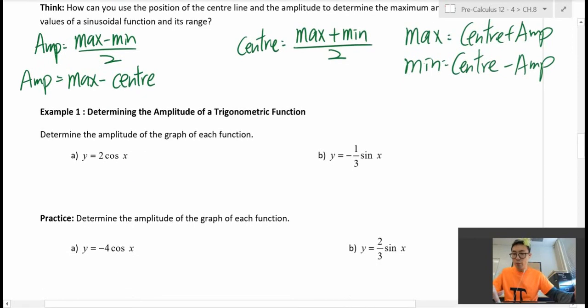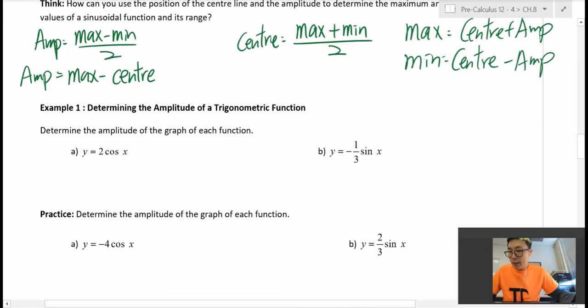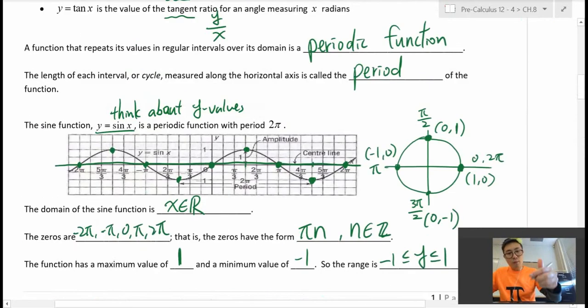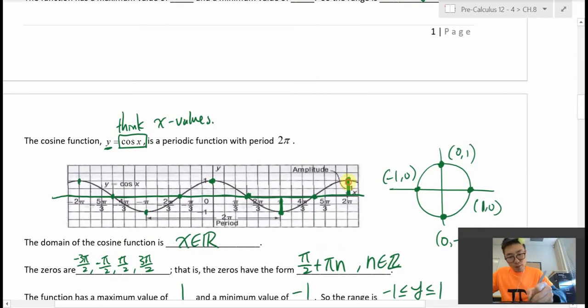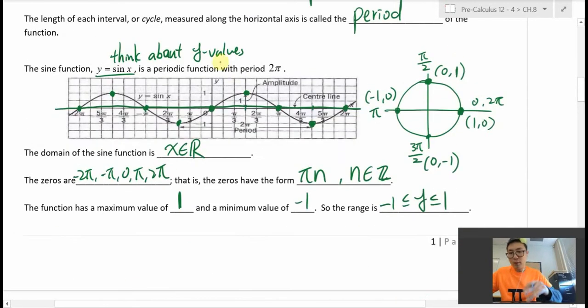All right, let's do some practice here. Part A says determine the amplitude of the graph of each function. Recall, if you go back to the graph here, the cosine graph is right here, and you can see the amplitude is 1. Same thing with the sine graph, the amplitude is 1.